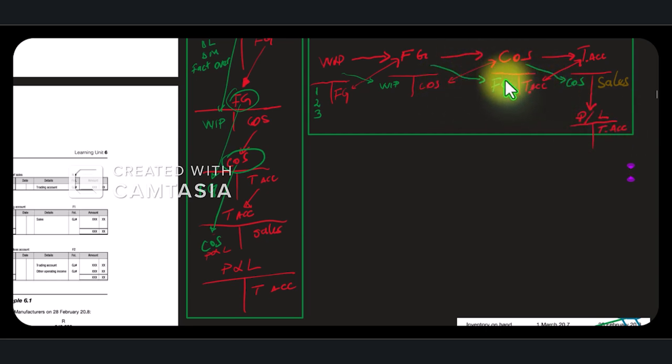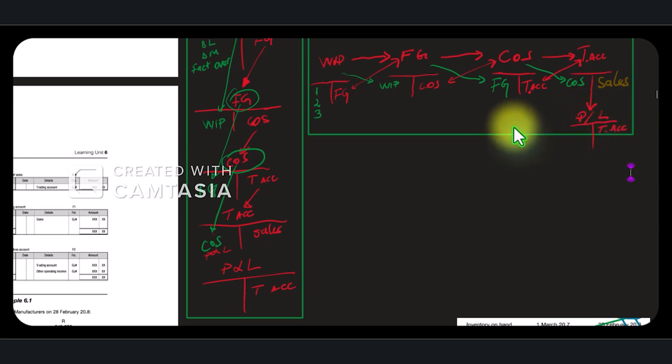And the cost of sales on one side needs to match the sales on the other side. Meaning, in order for us to break even, the cost of sales needs to match the sales. Obviously, for us to make profit, sales needs to be greater than the cost of sales, right? So therefore, there is also a profit trading account.